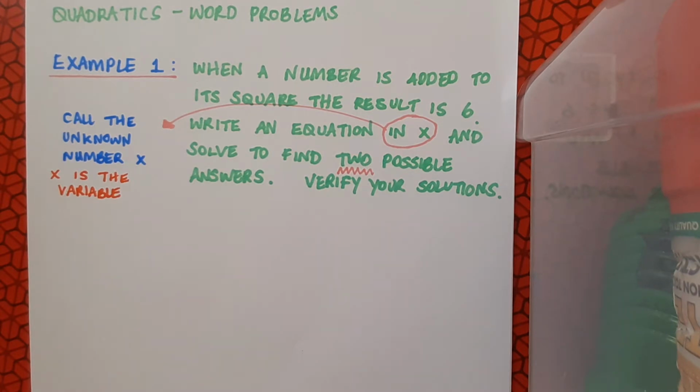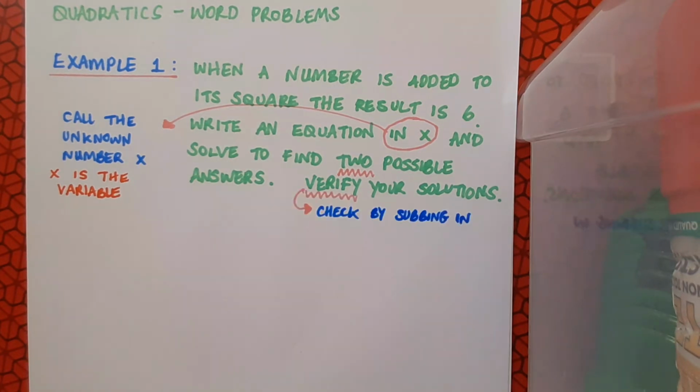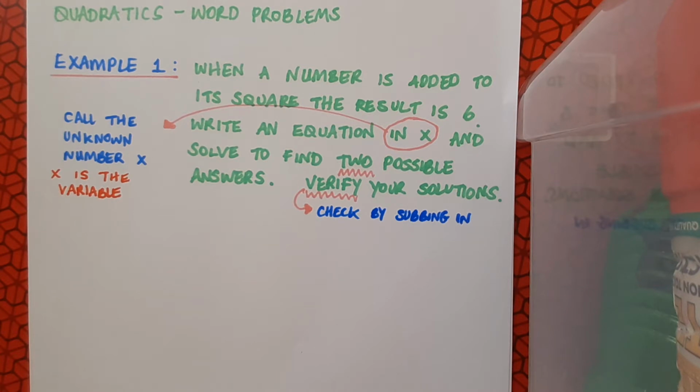We're also asked to verify our solutions, and this just means check your answers by subbing them into the equation that you make, and this is a lot like what we do in simultaneous equations when we take our answers at the end and sub them back in to check that they actually work. So now let's go about building the equation.